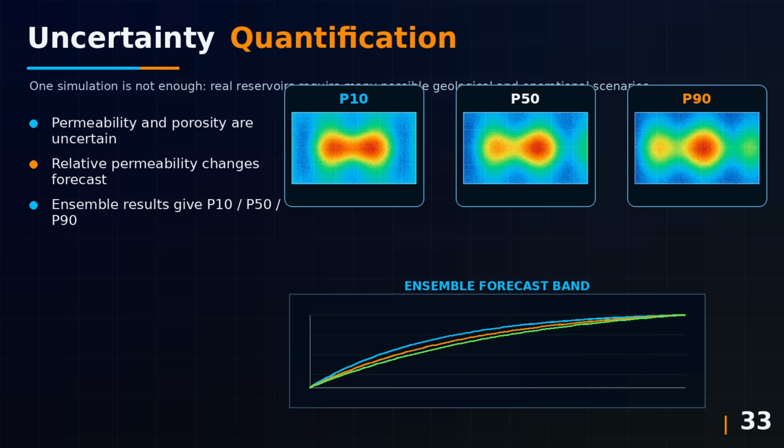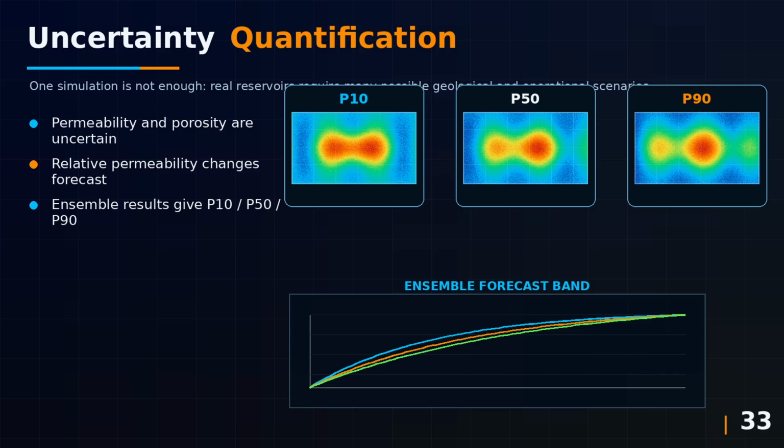If we run only one model, we may give a false sense of certainty. This slide shows multiple possible outcomes. Instead of one prediction, uncertainty quantification produces a range of predictions. For example, we may estimate P10, P50, and P90 outcomes for pressure buildup, plume extent, production rate, or storage capacity. This helps decision makers understand best case, expected case, and conservative case scenarios.